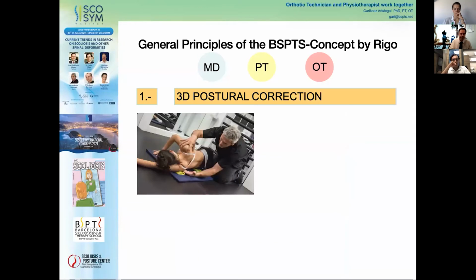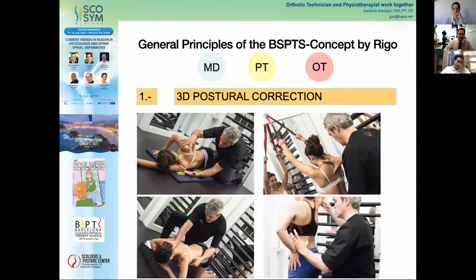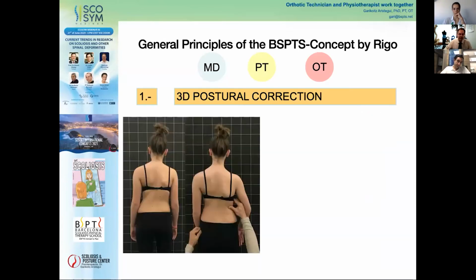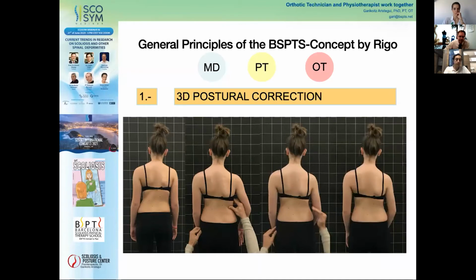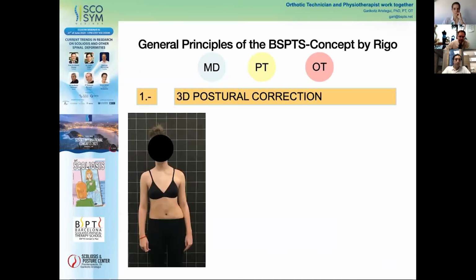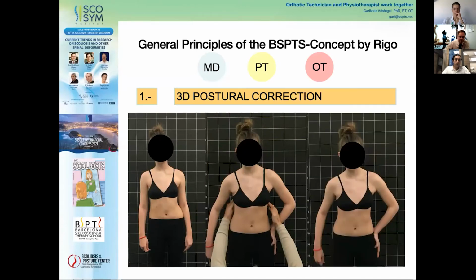Perfect. This is the work that we are going to do during the exercises, doing the 3D postural correction. And here, for example, it's very important to recognize what possibility this patient has. Doing a simple technique, we can say that we have the possibility to go from this point to the other one. Perfect, it's interesting. We can do the same if we do the work in the anterior view.